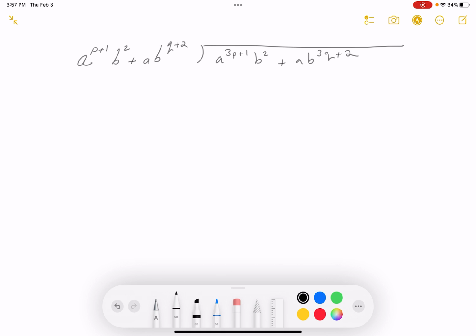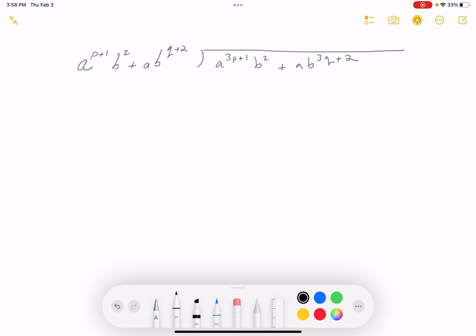Well, here comes my problem. It's a matching game for me, and I'm trying to match it up, and I'm looking at it, and I'm getting a to some power. And what would it have to be? Well, I'm looking at it. I've got to get to 3p plus 1. So I'm going to say 2p. All right, that's a 2p there.